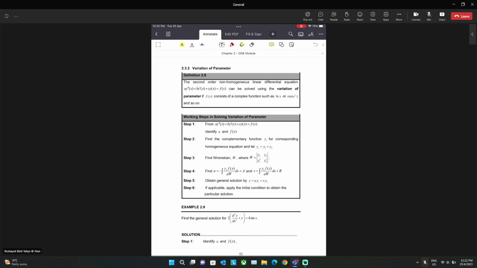Saya akan maklumkan lah. So, kita go for variation of parameter. Okay.